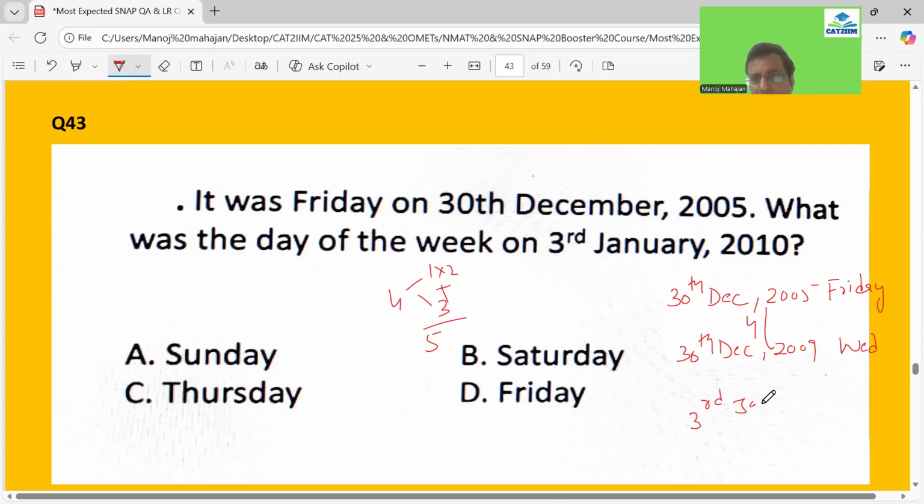Next year, 2010. So either include the starting date or the ending date. Do not include both. Do not exclude both, right? So I'm not counting this. I'm counting this. So in December you have 1 and in Jan you have 3. 3 plus 1 is 4. So do +4 from Wednesday: Thursday, Friday, Saturday, Sunday should be the answer.